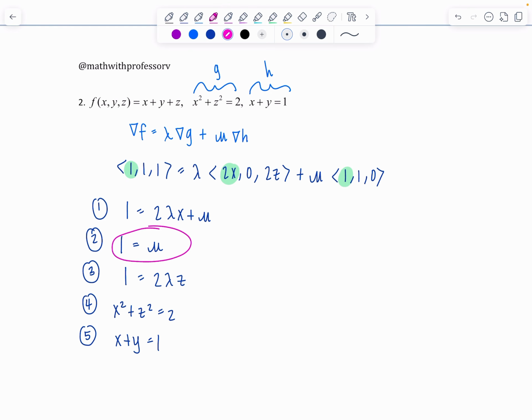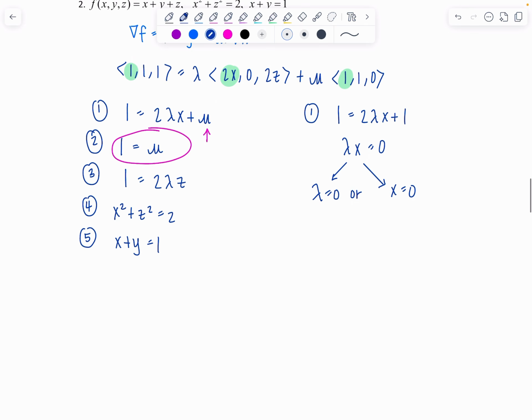I know mu is 1, right? So let's put that back into the first equation. That means 1 equals 2 lambda x plus 1, so lambda times x is 0. Using our zero product property, then either lambda is 0 or x is 0. So let's explore either of those cases.